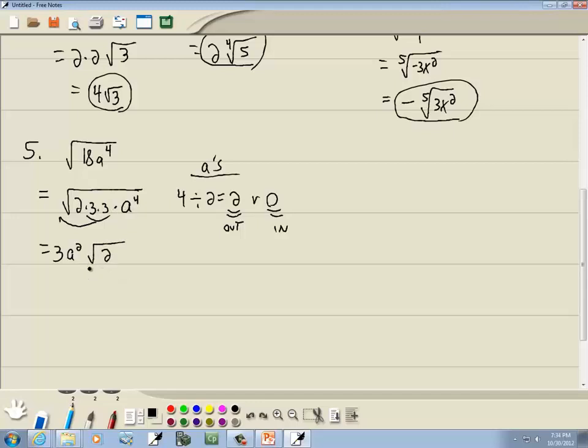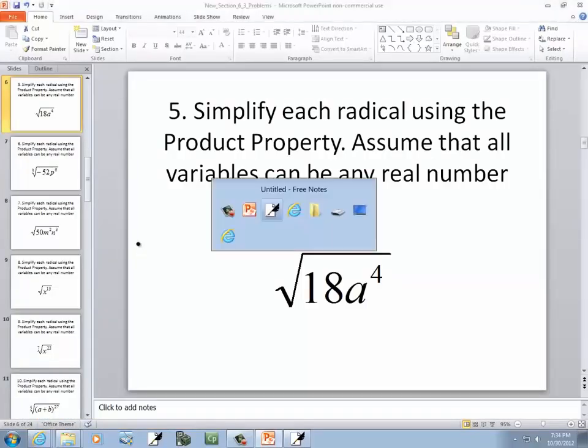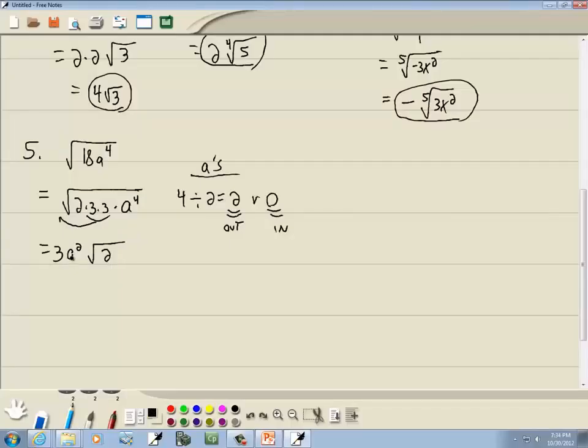Now, it says assume that all variables can be any real number. That means that this can be positive, can be negative. Well, you can never have a negative number come out of a square root or any radical with an even index. Now, odd index is fine, like up here, we had a negative number come out just fine. But when your index is even, you can't have a negative number come out. Well, how we ensure that it's positive is whatever variable comes out, you put absolute value bars around it. Like that.